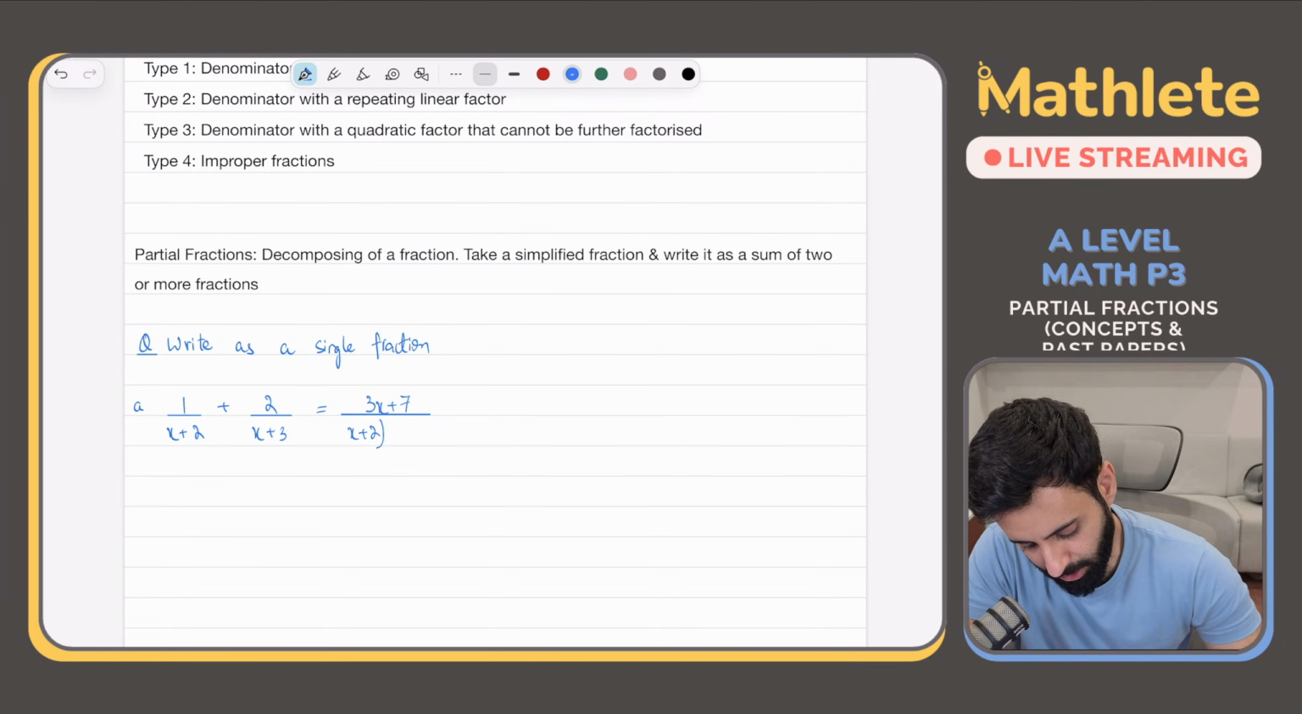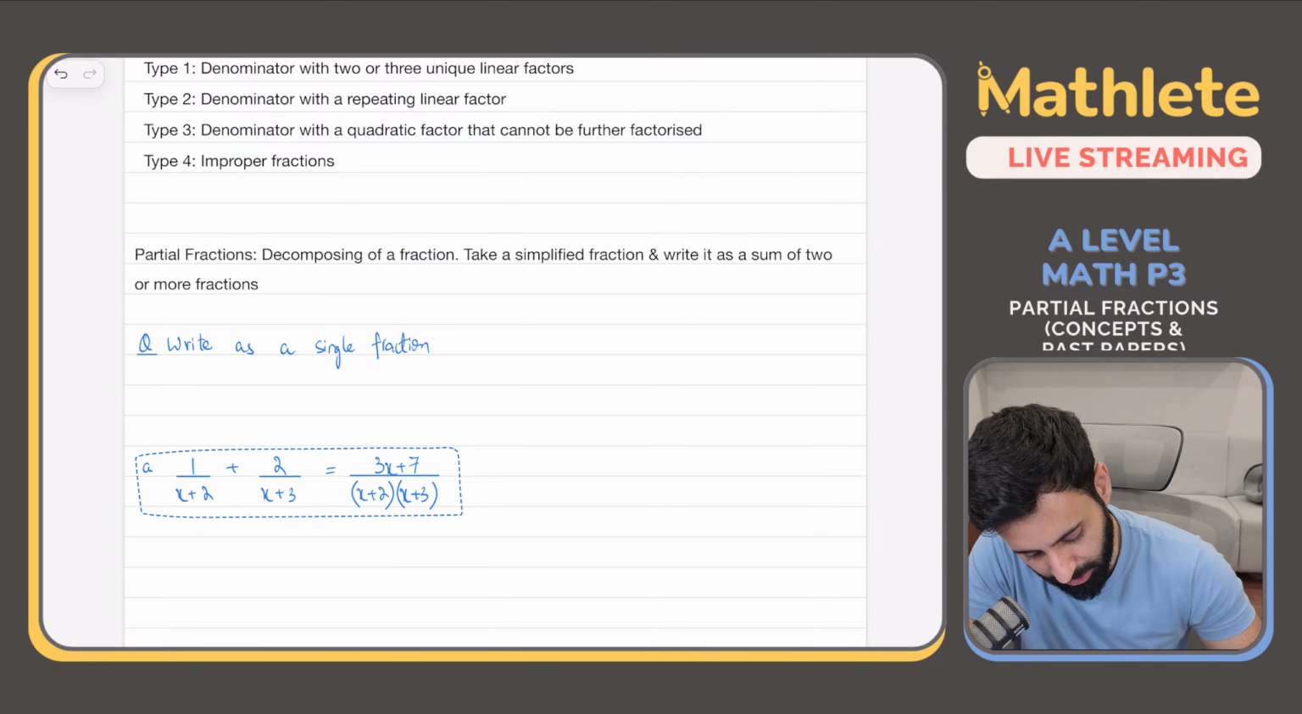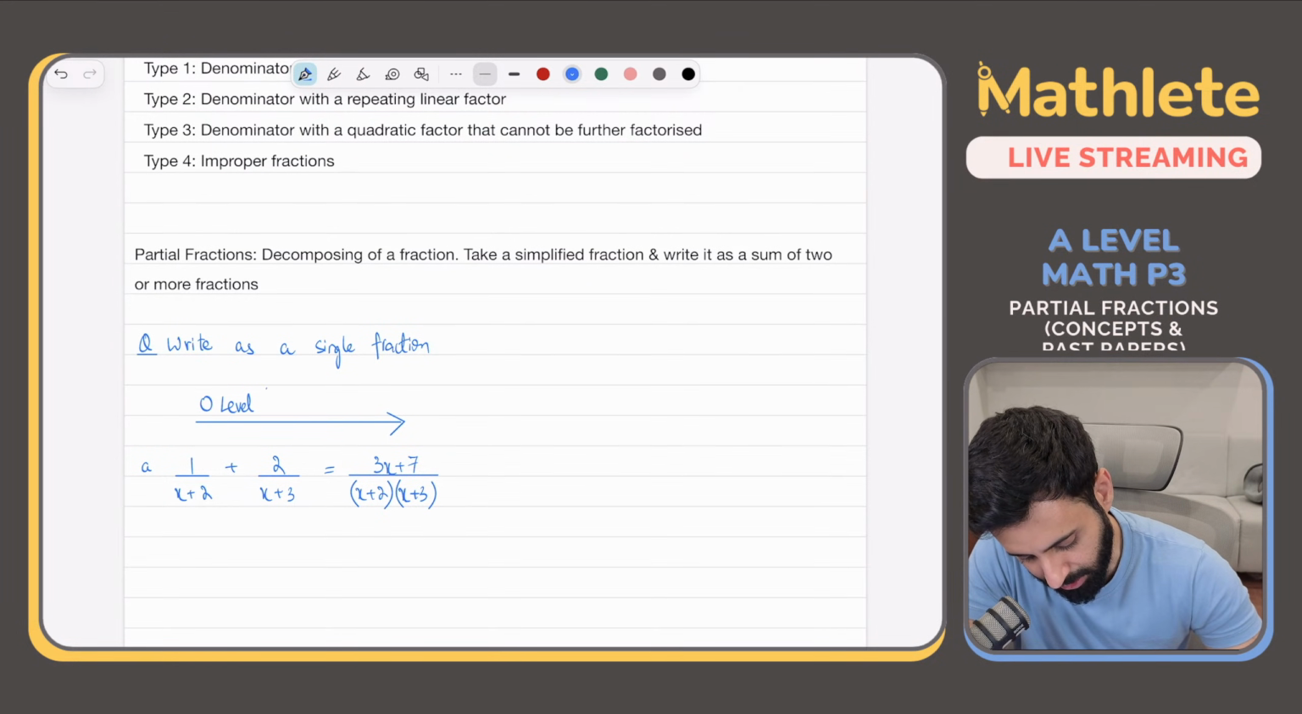3x plus 7 over x plus 2 into x plus 3. I hope nobody's wondering how to solve this. This is something that you have done many times in O-levels and A-levels. But what's new is this: in O-levels or IGCSE, we would go in this direction. We were given two or more fractions and we were asked to write it as a single fraction.